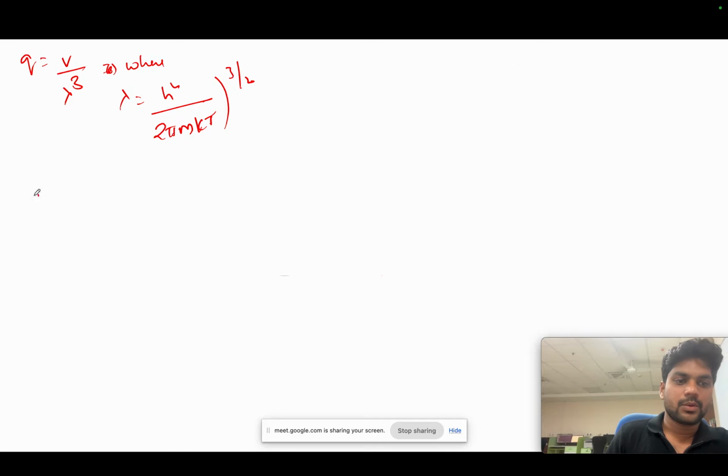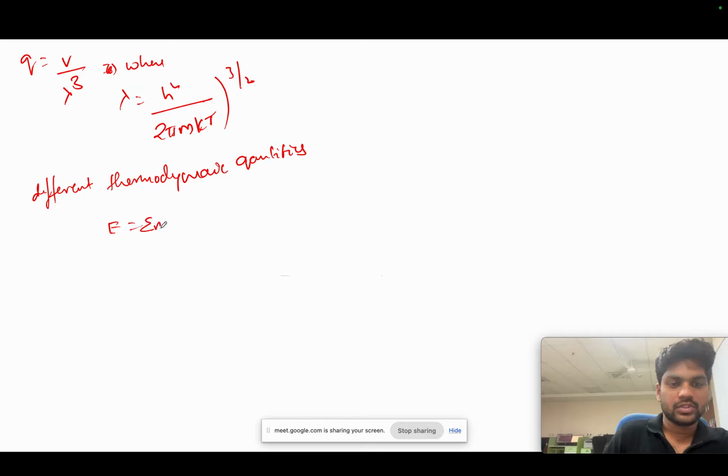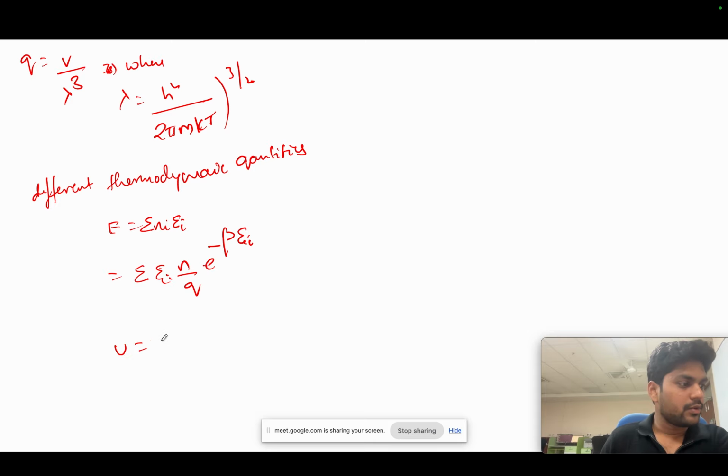Now if I am taking the different thermodynamic quantities, say suppose I want to figure out the whole energy. So we know E equal to sigma ni ei. Bear with me for 2 minutes, I will explain where we are going. So now this equation will go as n by q into e to the power minus beta ei. Now n by q is constant. So now sigma of ei into e to the power minus beta ei.